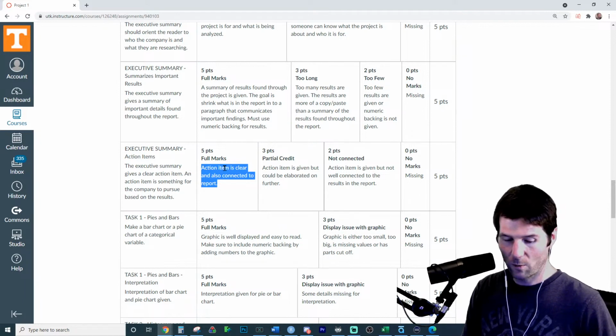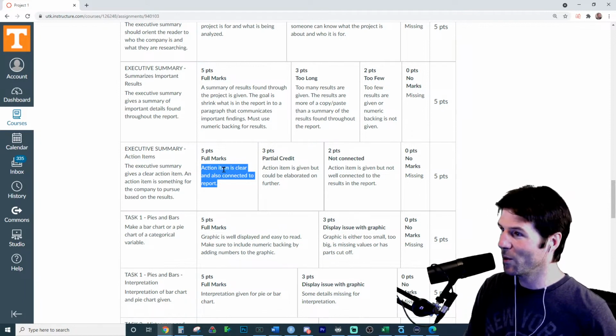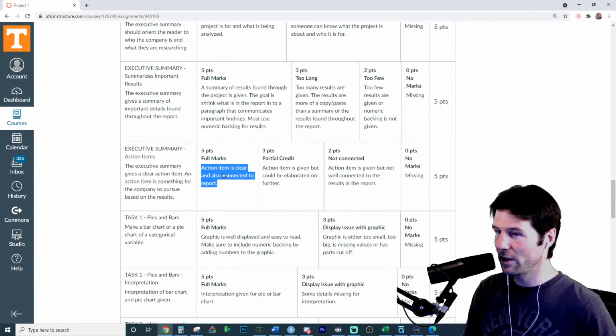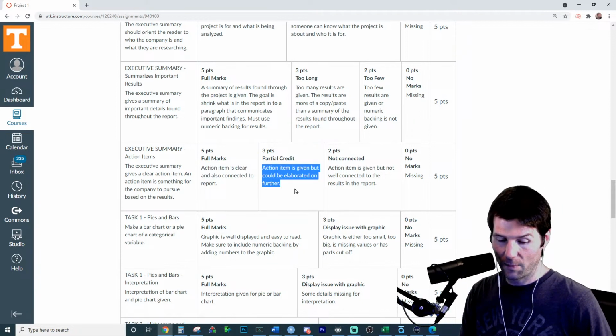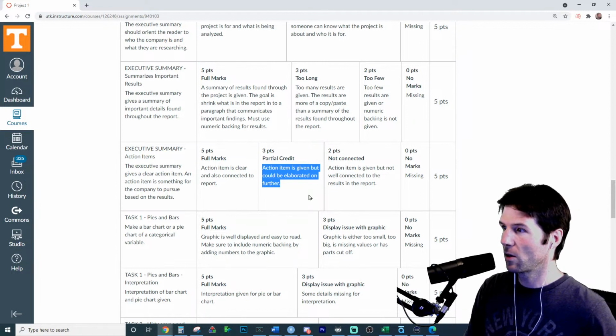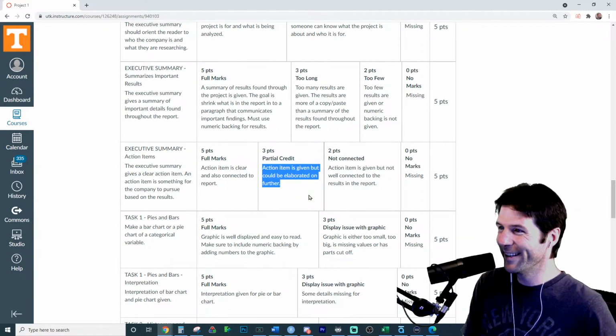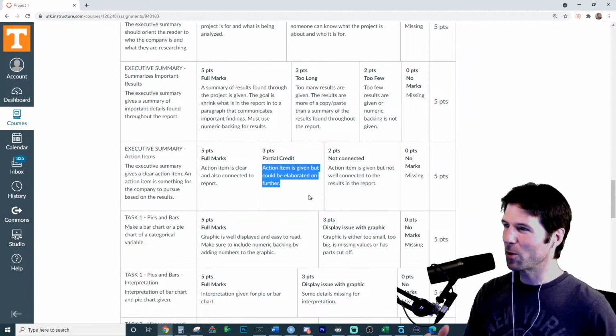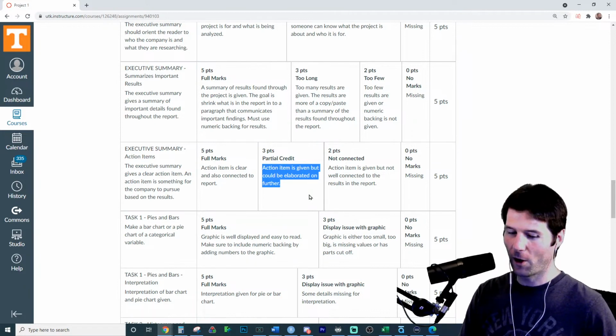That's the goal. What are you going to do right here? What's the whole point of your analysis? And if it's very clear, you get the 5 points. If you give one, but it's like, we should market more, and it's like, why? You need to make a case, pretend you're arguing for it. You need to be like, here's what we should do and why.